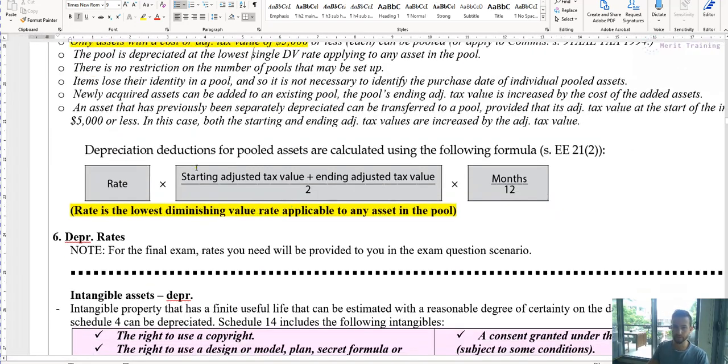So here's the formula for calculating the deduction for pooled assets. It's basically your rate, which remember is the lowest diminishing rate applied to any asset in that particular pool. And you times it by the average adjusted tax value for the year. You calculate that average by doing the sum of the starting value plus the end value divided by 2. So that just calculates the average adjusted tax value for the year. And then you times it by months over 12. Obviously, if you just started the pool in the last month of the financial year, you'd only get 1 month, not the full 12 months.